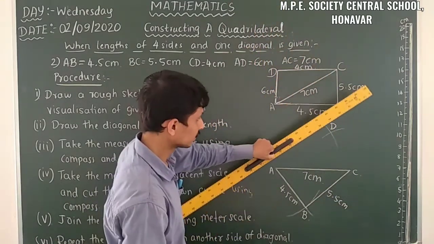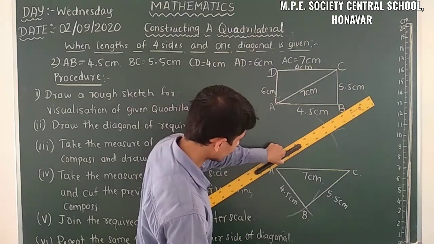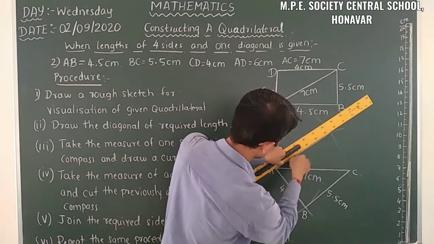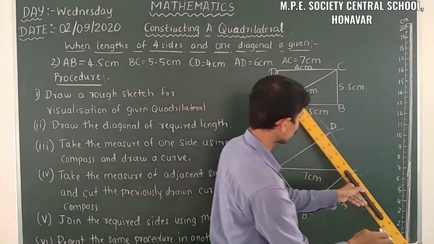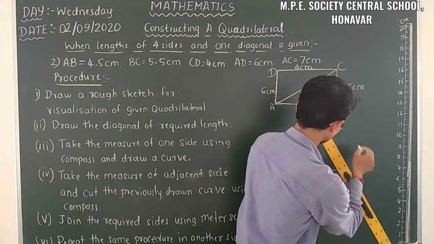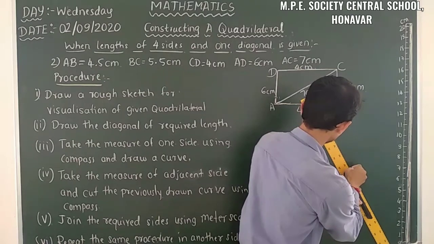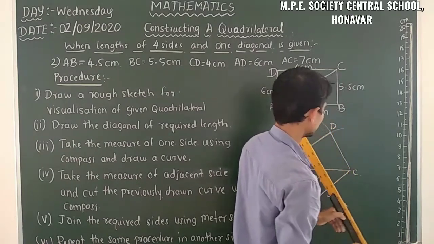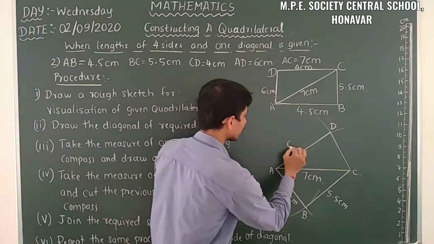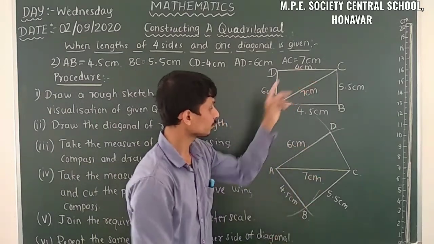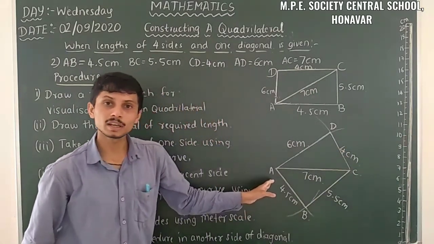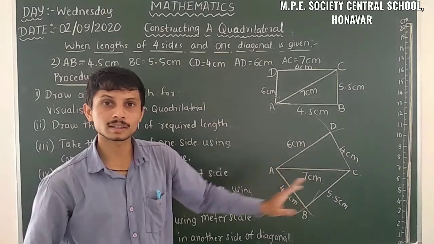After that what you have to do? Join the sides. Here firstly I will join AD. Then I will join CD. Then label all the things, that is AD is 6 centimeter and CD is 4 centimeter. So up to here the construction of the quadrilateral is completed.